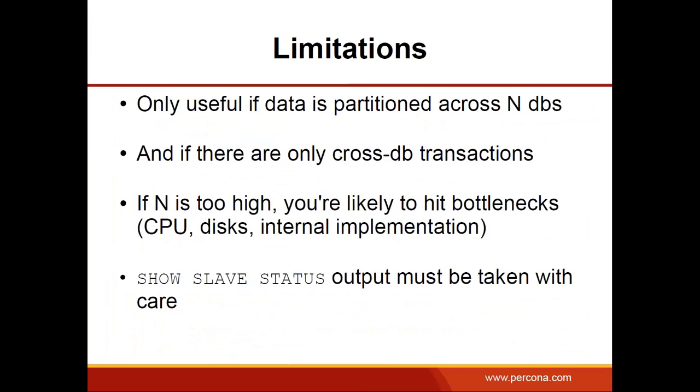And another limitation is that the output of show slave status should be taken with care. So if you're familiar with replication, you probably know that the first thing you have to do when you want to diagnose something with replication is to look at the output of show slave status. Well, here it's a bit more complicated. You have show slave status, but you have the slave worker info table, which has important information as well. So you should look at both to have a good picture of what is going on.